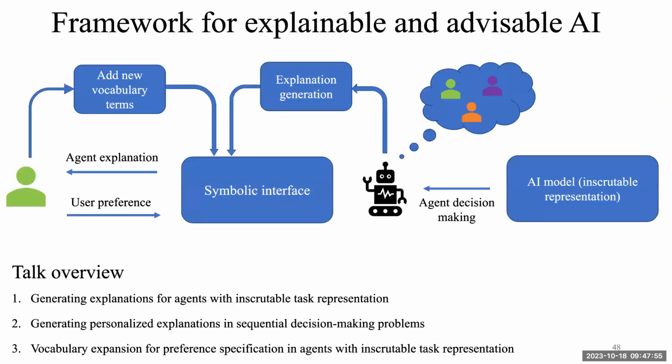So this brings us to the end of the talk, where to summarize, we dealt with the problem of personalization and AI agents which have an inscrutable task representation. We saw how symbolic interfaces can be used to generate symbolic explanations, how we can generate personalized explanations, and how we can let users add new vocabulary terms to this interface. Thank you. That's the end of the talk.